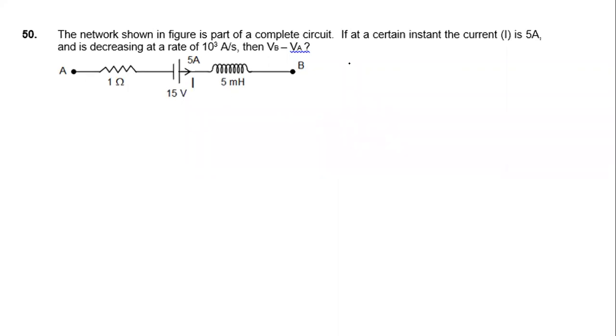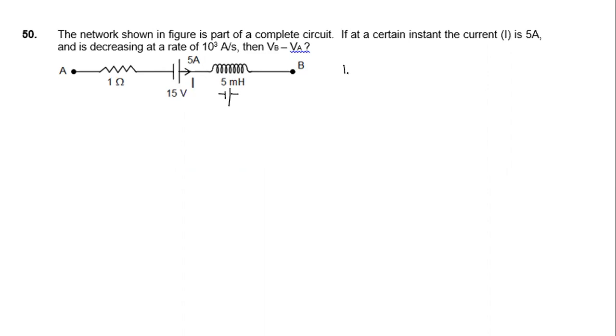Okay, this is a circuit where at a certain instant the current is 5 amperes and decreasing at the rate of 10 to the power 3 ampere per second. To find the potential difference between 2 points, we can replace the inductor with a battery. Since the current is decreasing, the EMF will be in the direction of the current.